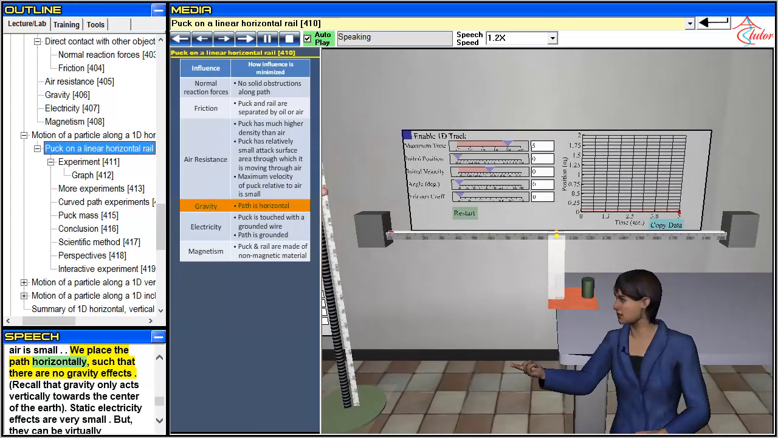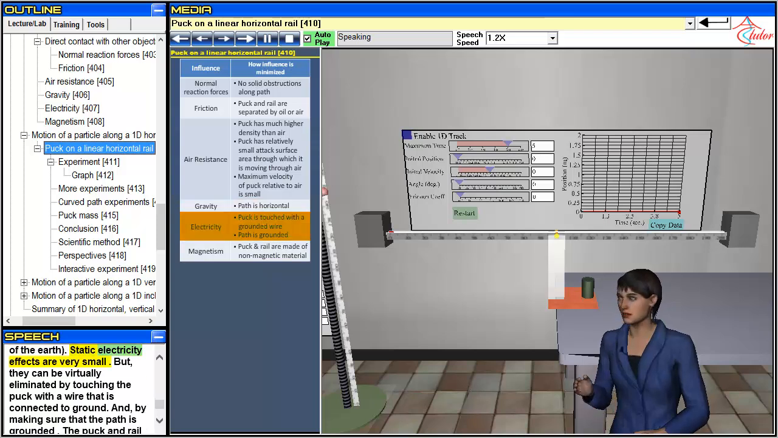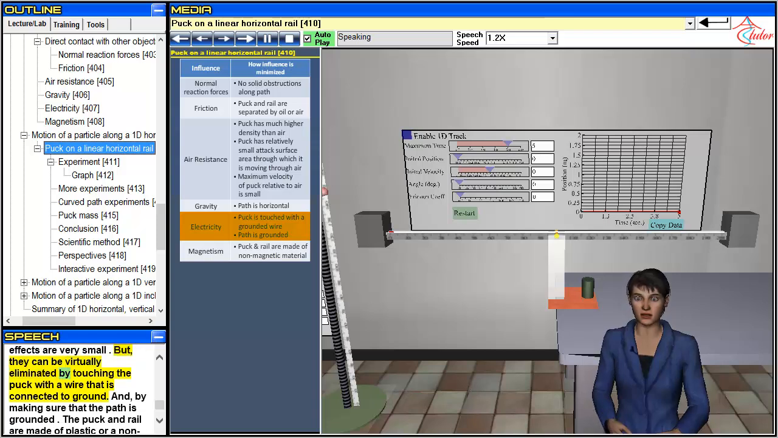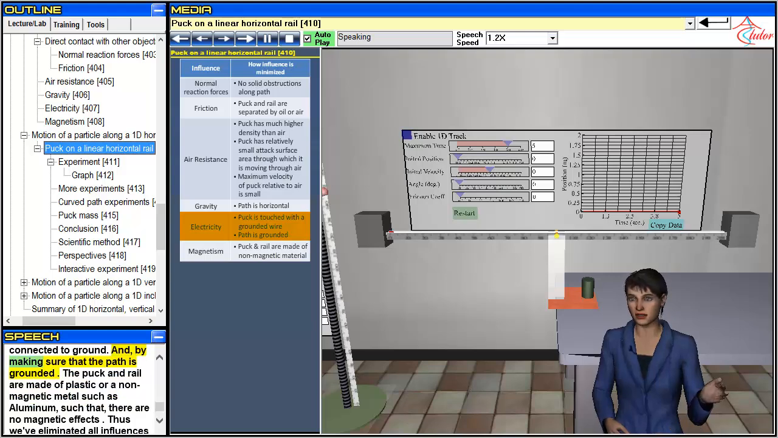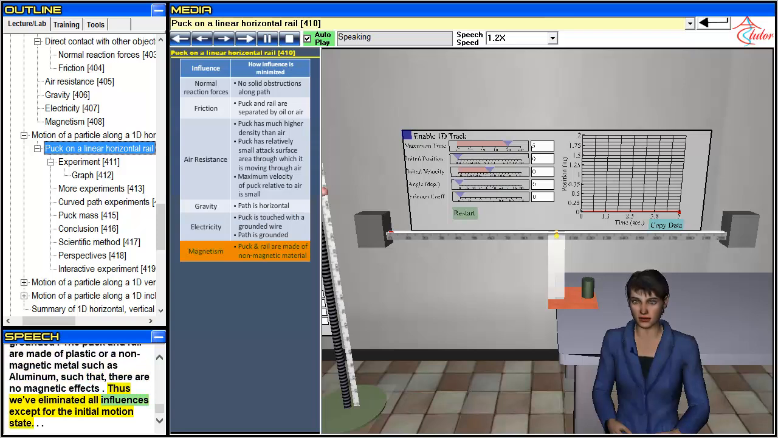We place the path horizontally, such that there are no gravity effects. Recall that gravity only acts vertically towards the center of the Earth. Static electricity effects are very small. But, they can be virtually eliminated by touching the puck with a wire that is connected to ground, and by making sure that the path is grounded. The puck and rail are made of plastic or a non-magnetic metal such as aluminum, such that there are no magnetic effects. Thus we've eliminated all influences except for the initial motion state.